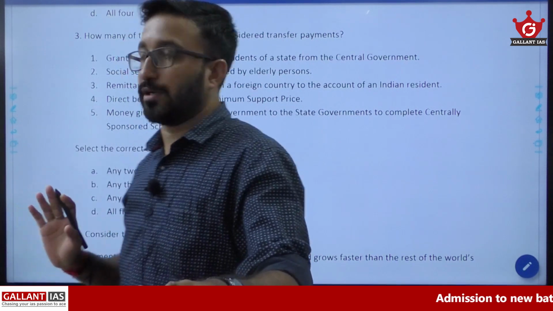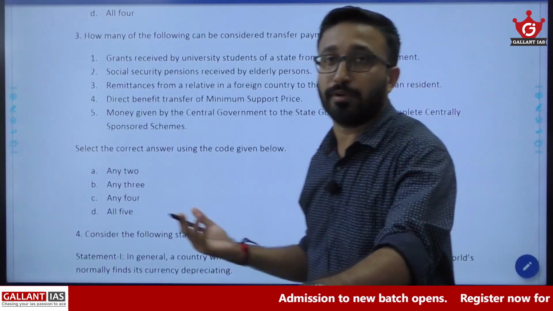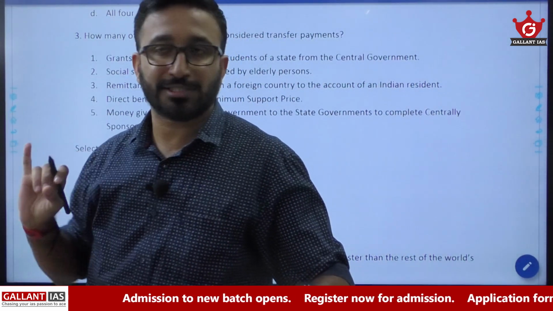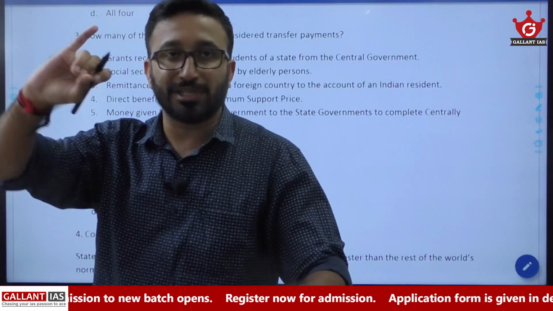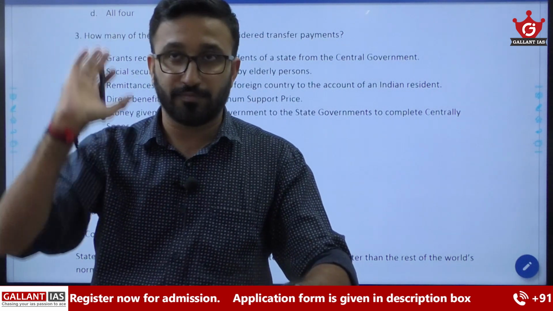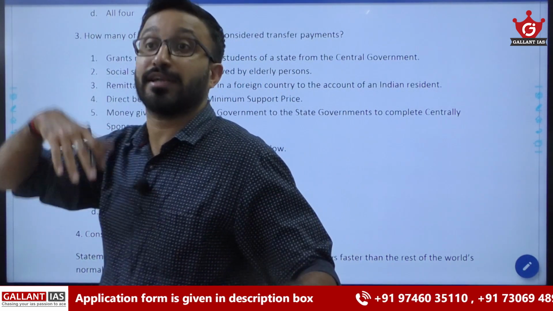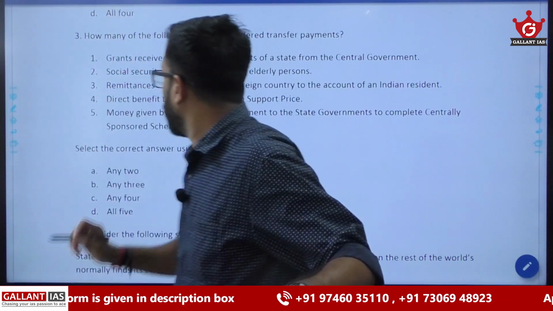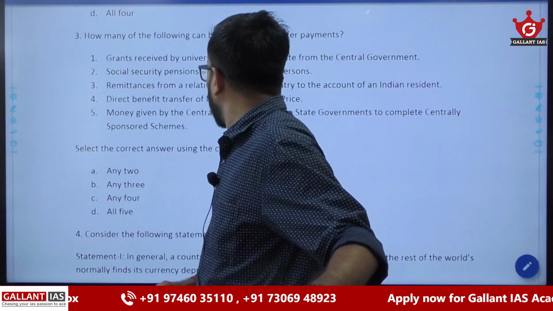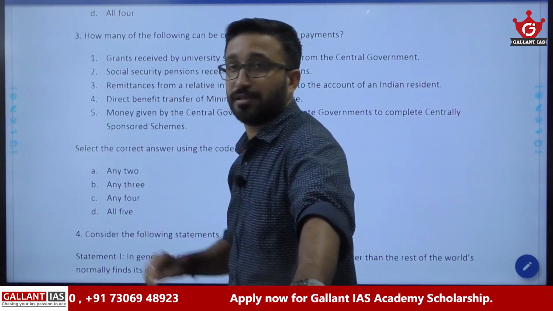That is transfer payment. So, grants received by university students of a state from central government. True, because those are grants. Grants are always transfer payments. These social security pensions and all are transfer payments. Then gift. Then remittances from your relatives. Okay, so when you look at that, 1 is transfer payment, 2 is transfer payment, 3 is transfer payment.